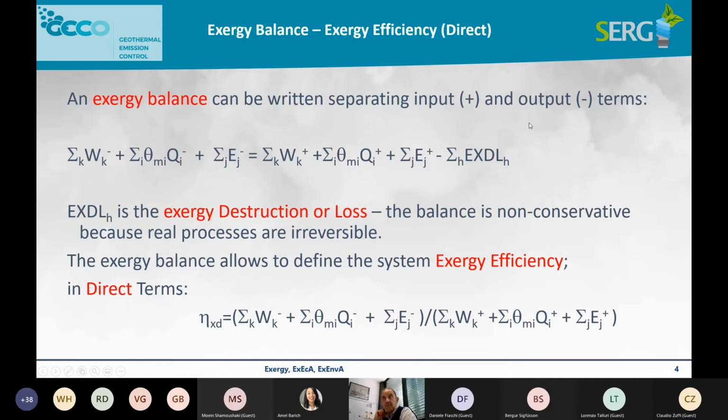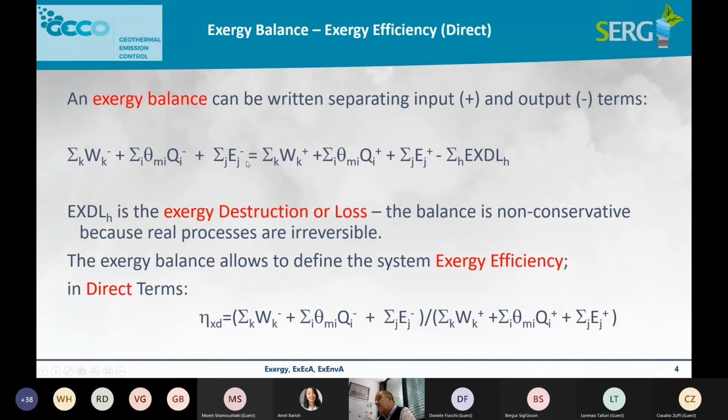The important thing about introducing Exergy is that there is an Exergy balance. We can separate inputs, which are positive in this advanced approach to thermodynamics. So everything with a positive mark is entering either as work or heat or as Exergy. And here we have the outputs, which can be useful work, useful heat. Also, we can treat combined heat and power, which is quite common in geothermal applications, but we can also have material streams, so products exiting from the system.